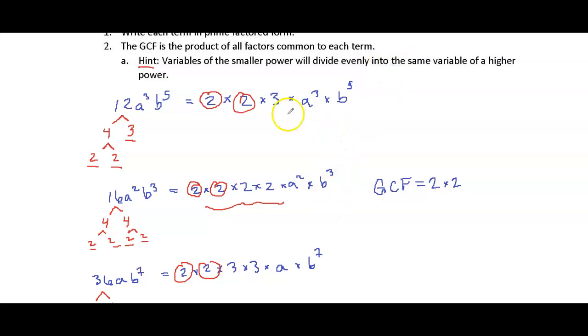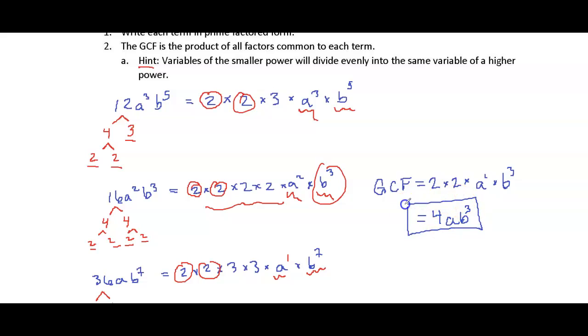So now let's take a look at our variables. Which one has a smaller power? A to the third, a squared, or a to the first? Well, that'll be a to the first. So we will have times a to the first power in here. Now for the variable b, we have a b to the fifth, a b to the third, and a b to the seventh. Well, the b to the third has a smaller power, so we will have b to the third. So then our GCF is 4a b to the third. And that is all.